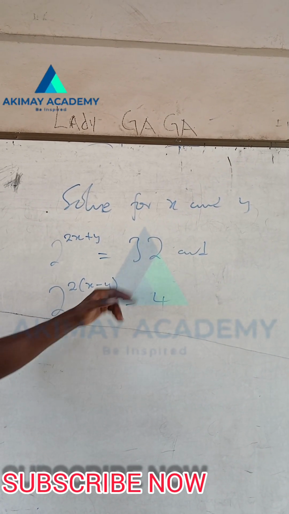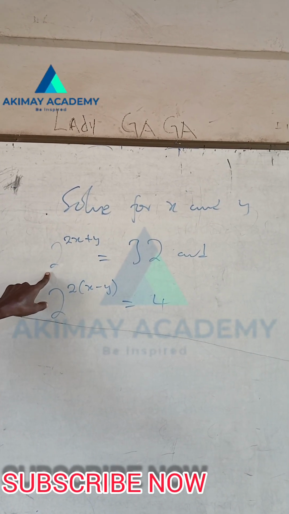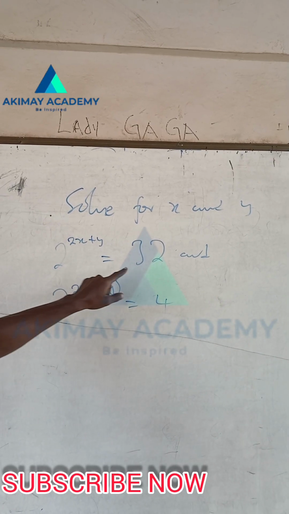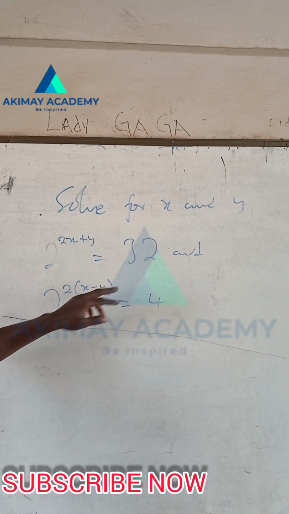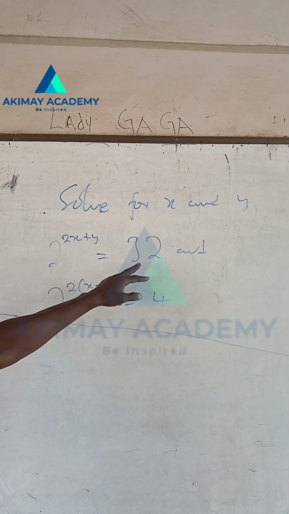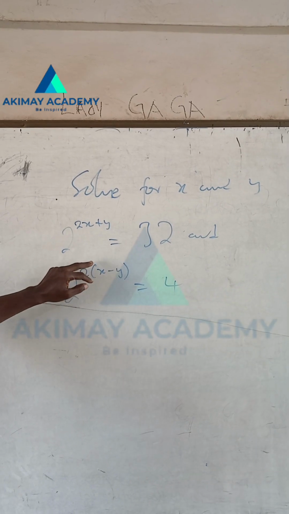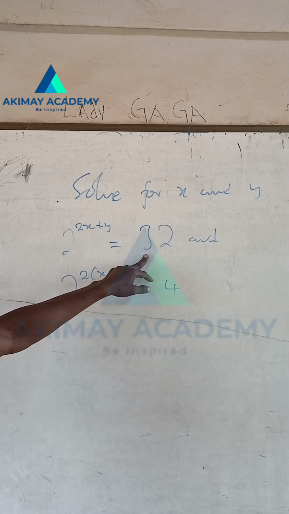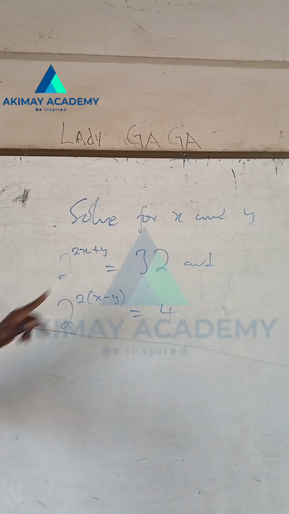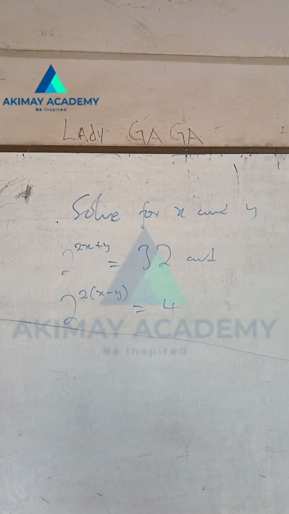So this 32, we ask ourselves a simple question. Because the base over here is 2, just ask yourself, is there any way that 2 can be raised to a certain exponent for me to get 32? Is it possible? That's the first question to ask yourself, because that will help us to bring these exponents down.